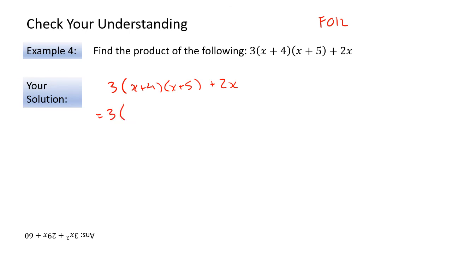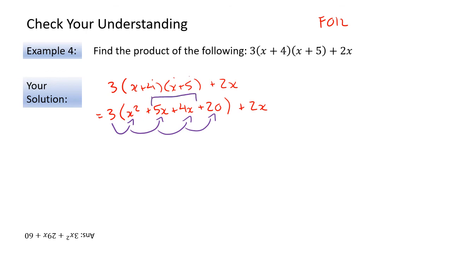So that equals 3 times x, or the first terms, x squared. The outside terms, x and 5, becomes 5x. The inside terms, positive 4 and x, is 4x. And the last terms, 4 and 5, 4 times 5 is 20. And then that's all plus 2x. So now, to simplify this, we have to distribute the 3 to each of these terms. You can either simplify the 5x plus the 4x first, or you can multiply it out. I'll just multiply it out.